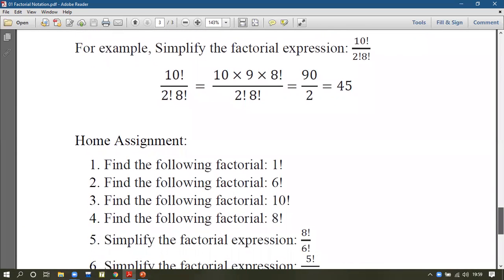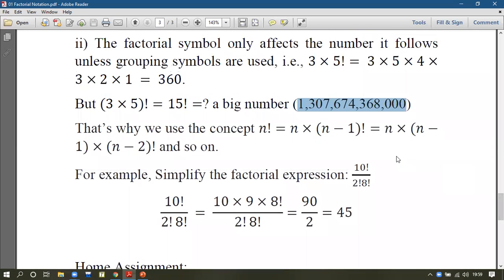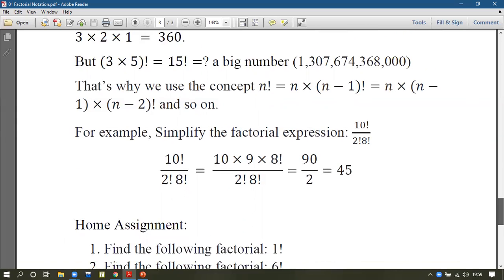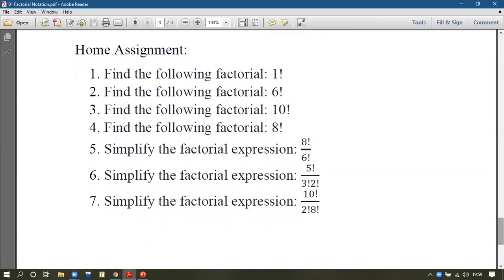This is very simple, but keeping this in mind, it is not a formula. This is the simple way of calculating with factorial notation. And factorial notation is very important in mathematics because it converts a large number into a simple form.